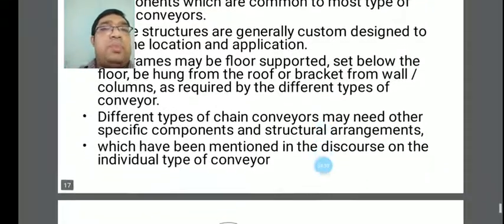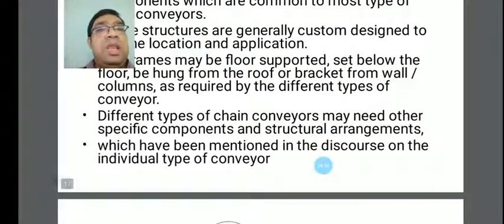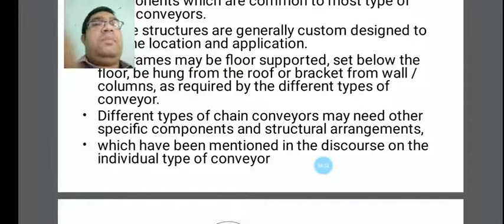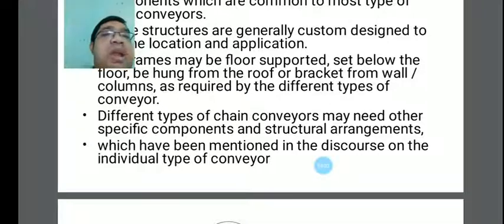Different types of chain conveyors may need other specific components and structural arrangements. Sometimes we can see the bucket is not properly hung, proper roller support is not given, or the sprocket is not good. So different types of chain conveyors may need other specific components and structural arrangements, which are essential.